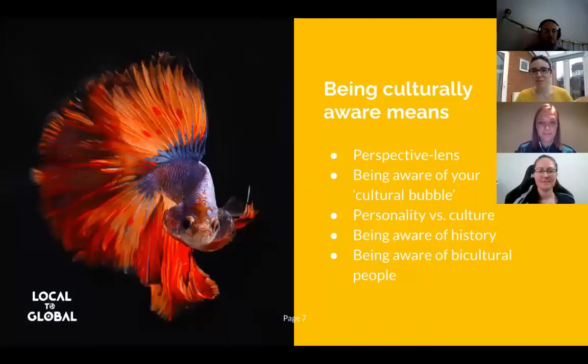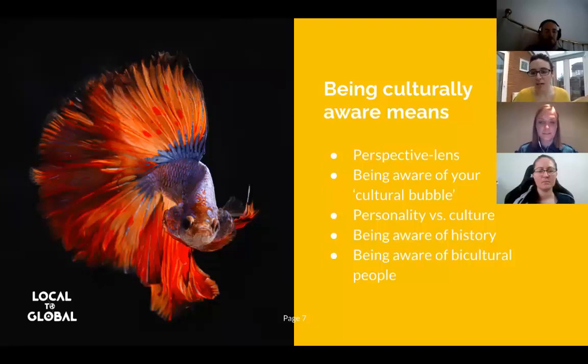So it means understanding that you have a perspective lens. It's not only about the language you speak, but how you can express yourself and just being aware of your own cultural bubble. Obviously, there are sometimes differences between personalities, and that can also affect the way cultures interact with each other. And the historical context also plays a big role in the way culture has developed. So that's another thing to take into account.